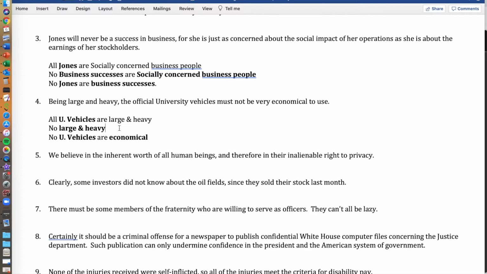So no large and heavy vehicles are economical to use, or economical vehicles, and that subject term of a negative is also distributed there. So this is the missing premise. It's a valid syllogism. And again, if you had done it the other way, no economical vehicles are large and heavy vehicles, that also is correct because it's a logically equivalent statement.